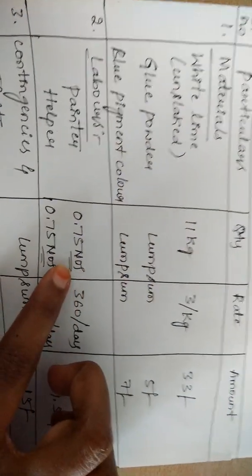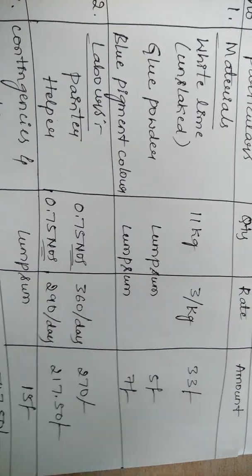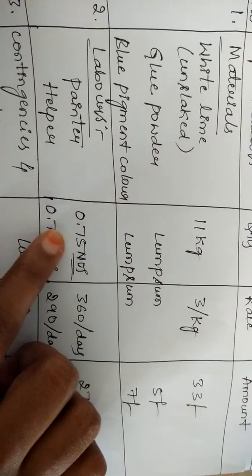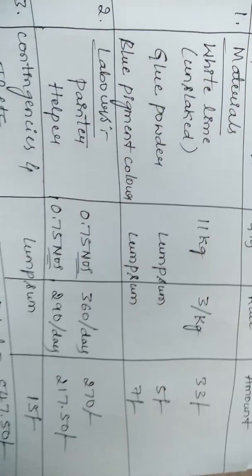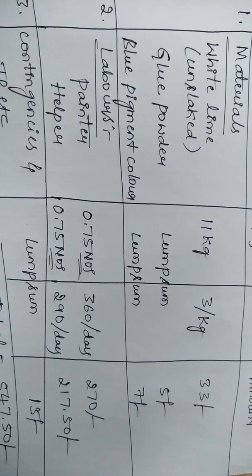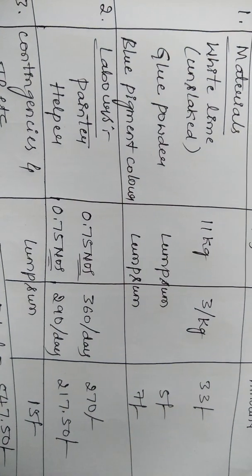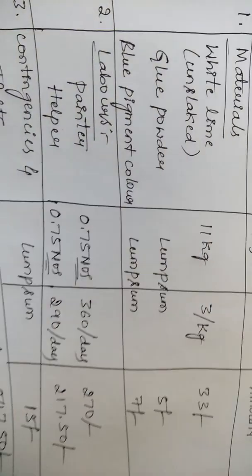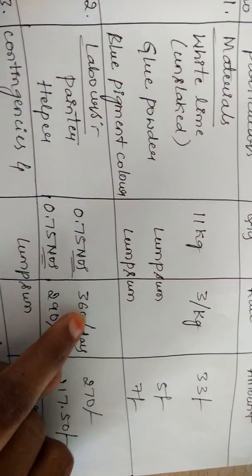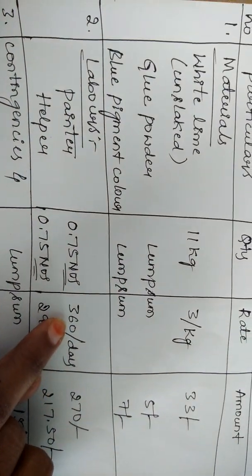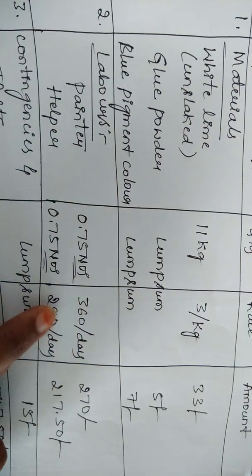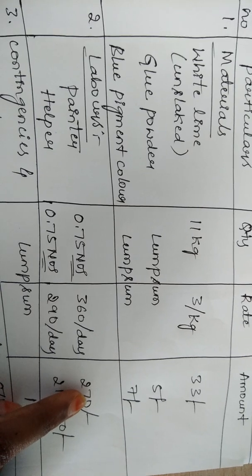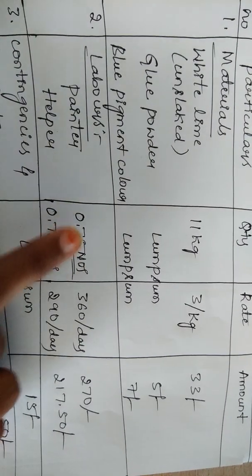Moving to the labor. The labors which are required are one painter and one helper. Both are of 0.75 numbers. That means only 75% of a day. Both the painter as well as helper will be available at the site, and they will do the work. And the rates which are fixed are 360 rupees per day for the painter and 290 rupees per day for the helper. Now to find the amount for both the labors, we have to multiply the quantity with the rate.